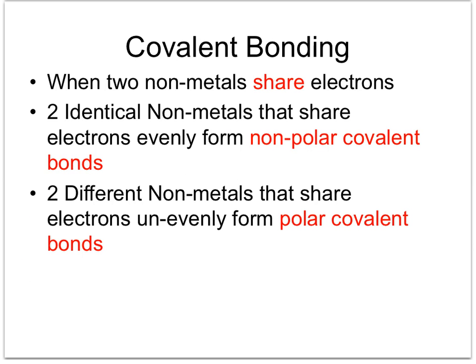The second type of bonding is covalent bonding, and this will occur between 2 nonmetals that are sharing electrons. We have 2 different types of covalent bonding. We have nonpolar covalent bonds, which will exist basically between 2 identical nonmetals that are sharing electrons evenly, and the polar covalent bond, which is between 2 different nonmetals that are sharing electrons unevenly.